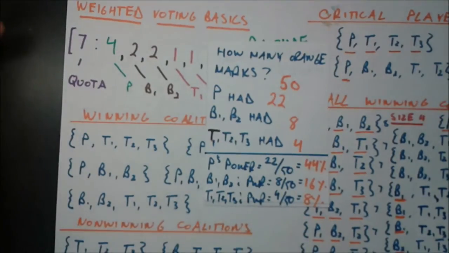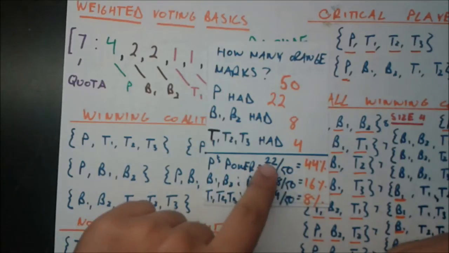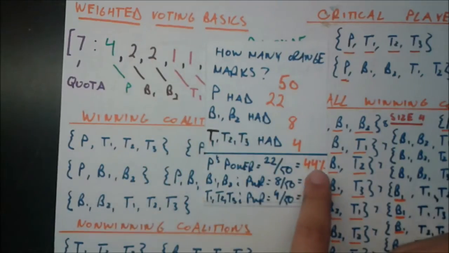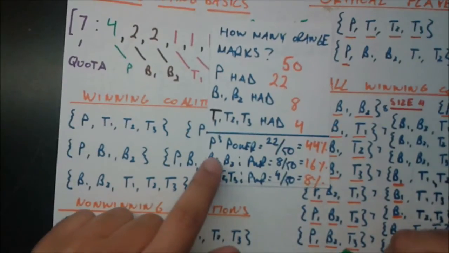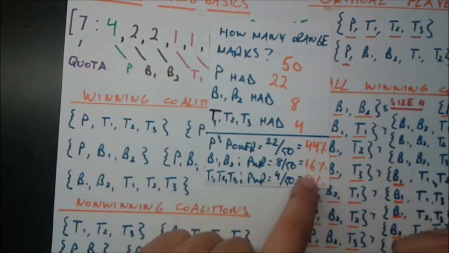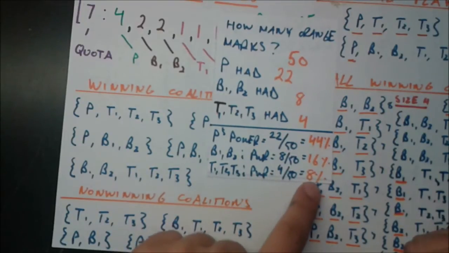So now the logical or natural thing to do would be to calculate the principal's power by calculating his orange marks over the total amount of orange marks. So 22 over 50 gives us 44%. So he has 44% of the power in this weighted voting system. Now each of the board members, B1 and B2, has 16% because we take 8 divided by 50. And then T1, T2, and T3, we take 4 divided by 50, so they each have 8%.